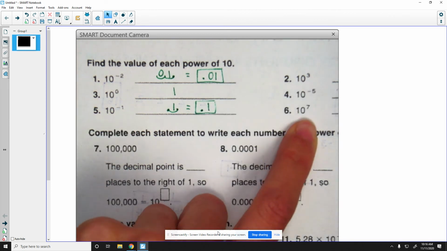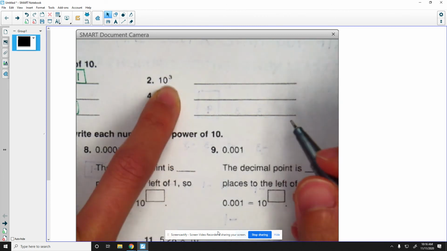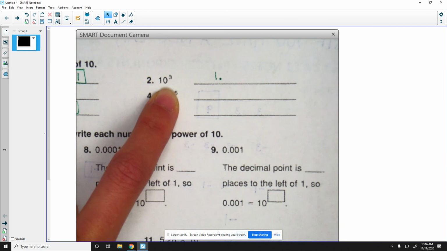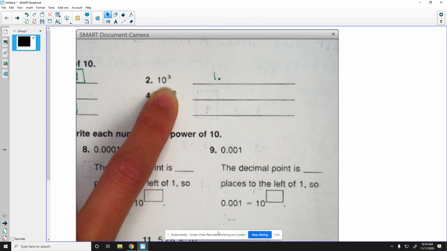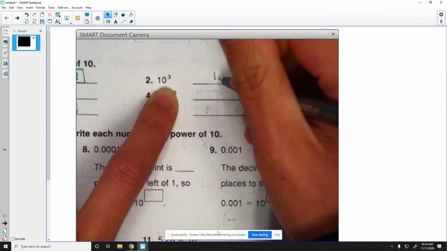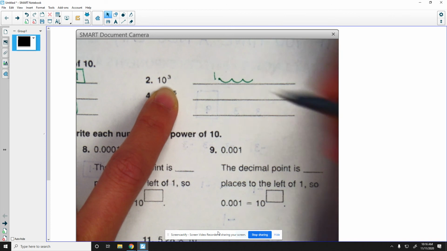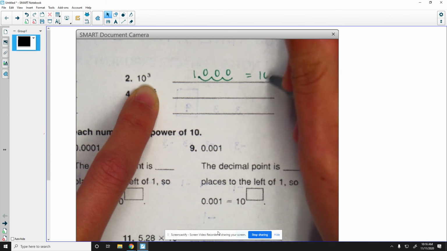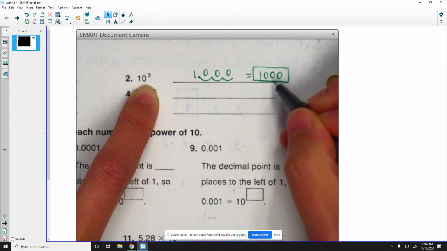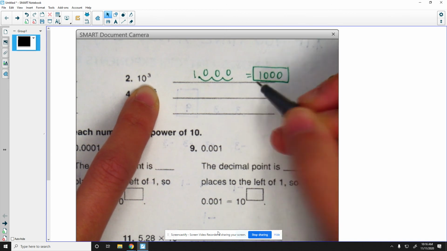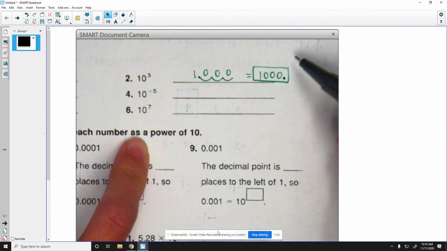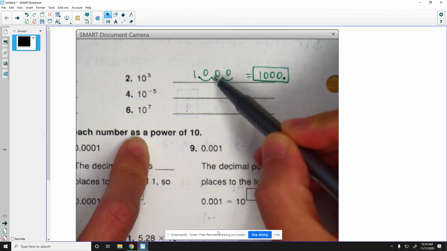Which is very different than numbers 2 and 6. For number 2, still a power of 10, so I still start with 1 and then a decimal. But it's to the 3rd power, so I'm moving 3 times, 3 loops, but forward or backward? Forward because it's positive. So bloop, bloop, bloop. I add 3 zeros as placeholders. My final answer is 1,000. It's not 1.000, because 1.000 is still 1. So move your decimal all the way to the end.